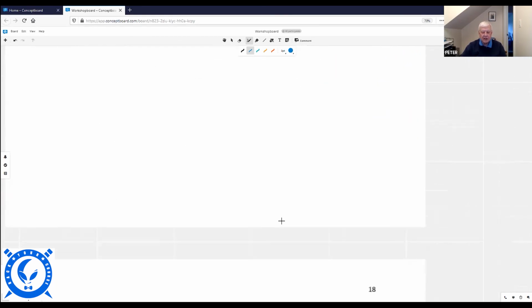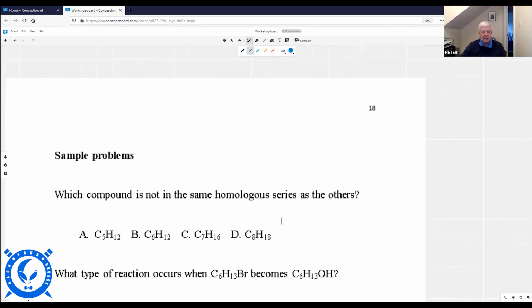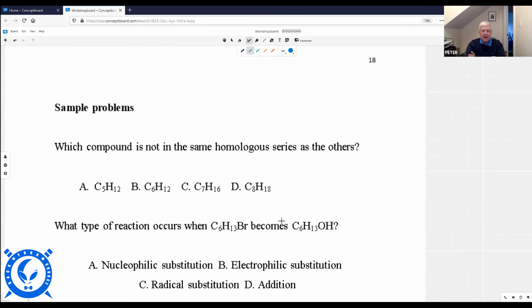Okay. So let's start off with a few multiple choice questions. Let's do the first one. Which compound is not in the same homologous series as the others? Remember, the homologous series is characterized by the fact that they can be represented by a general formula, and they differ by CH2 units. Clearly, the formula for these is CnH2n plus 2, which is true of all except B.